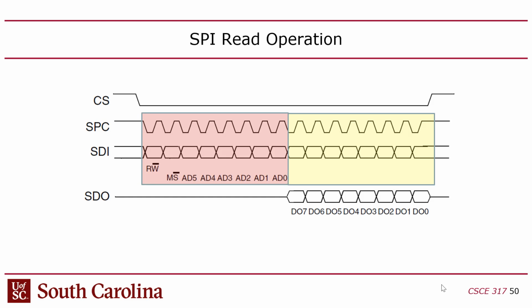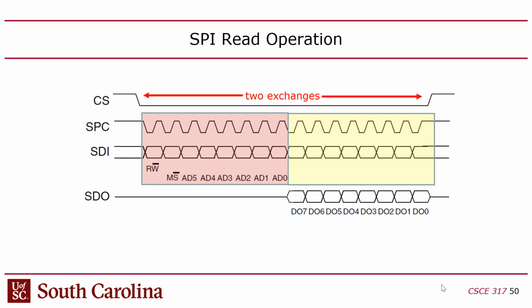And then in the second exchange, assuming this were a read, I would have data coming back. My requested data, as indicated by the address bits, would be coming back. Whereas if this were a write, I would be sending the data I want to write in the second exchange.